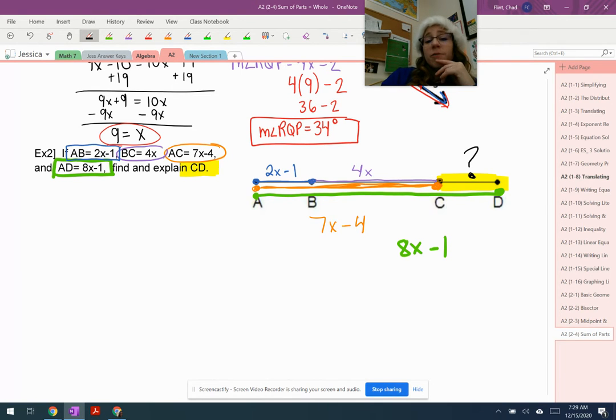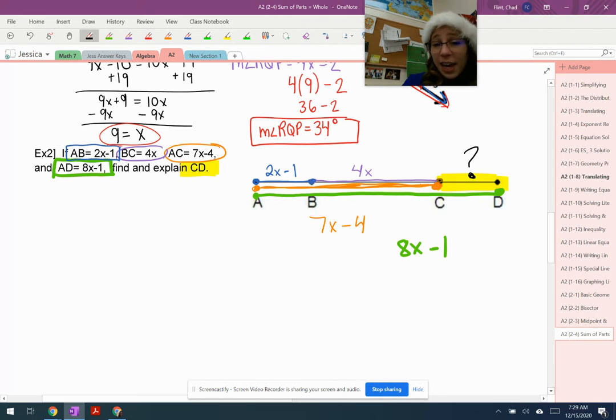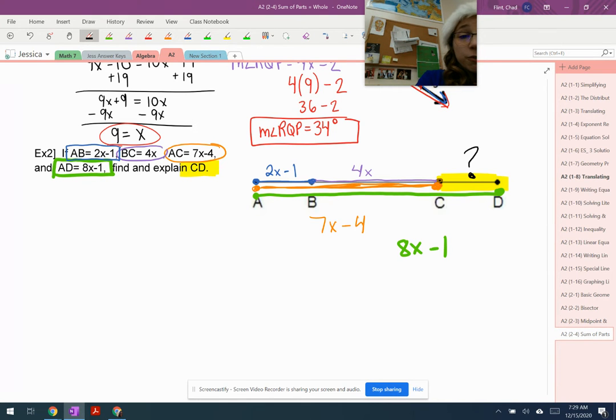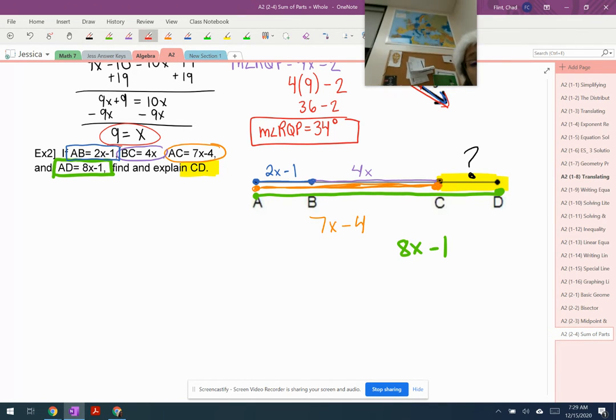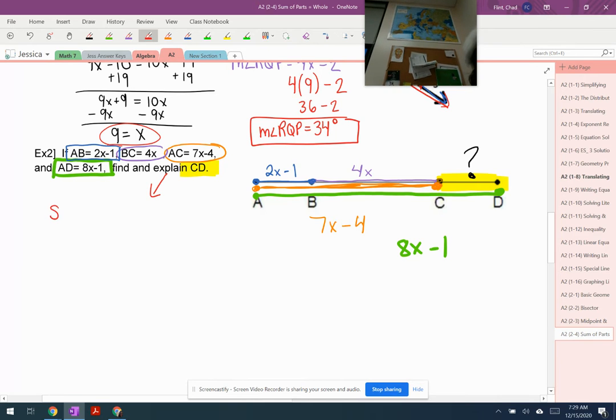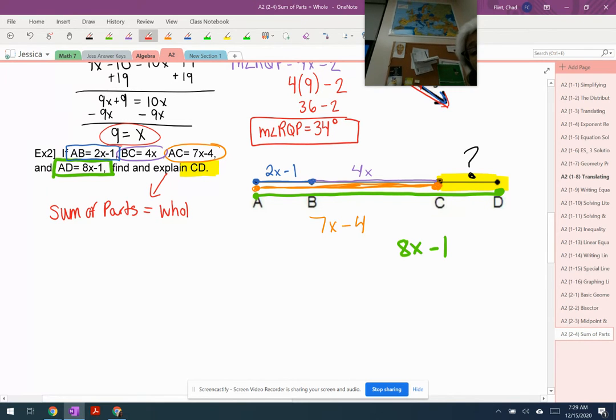I don't have enough information to use the entire green segment, the 8x minus 1, in my equation, because I would need to know an expression for that CD part, which they don't give me. But I can use this shorter segment right here. So first off, my explain piece is always talking about the fact that we're using that sum of parts equals the whole.